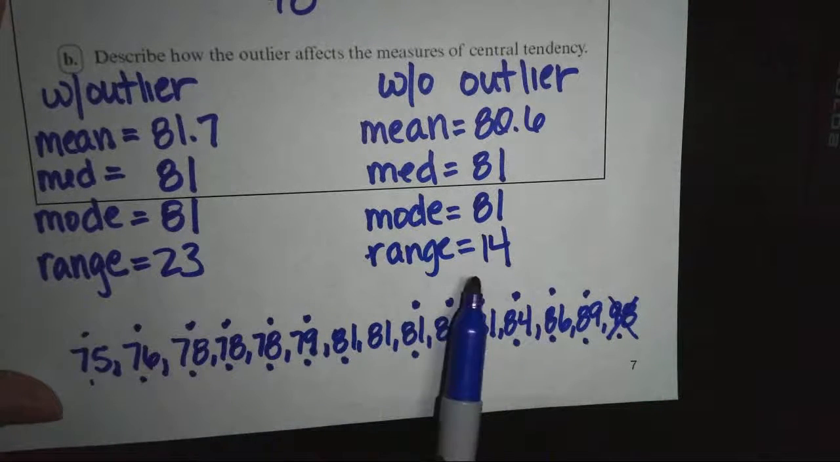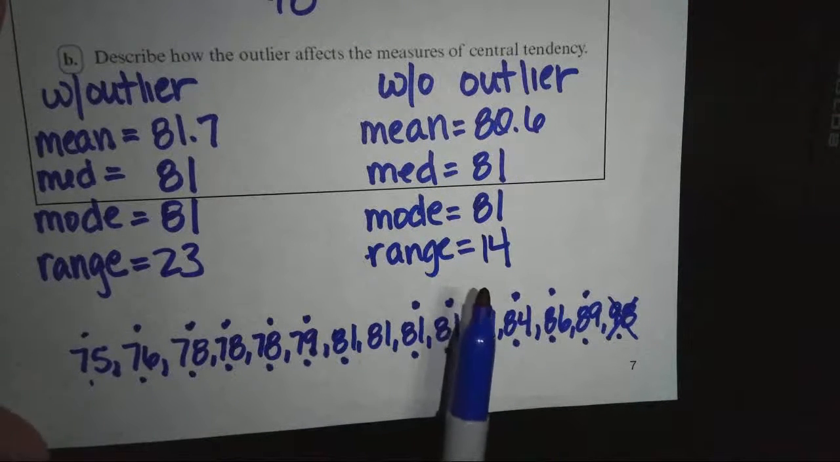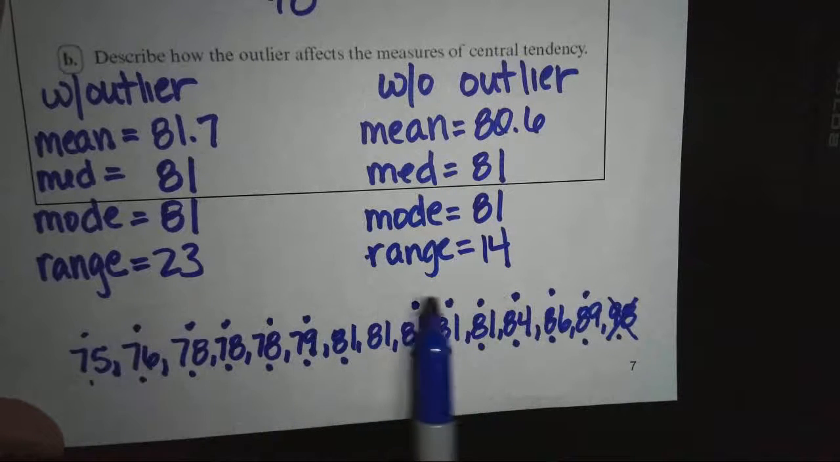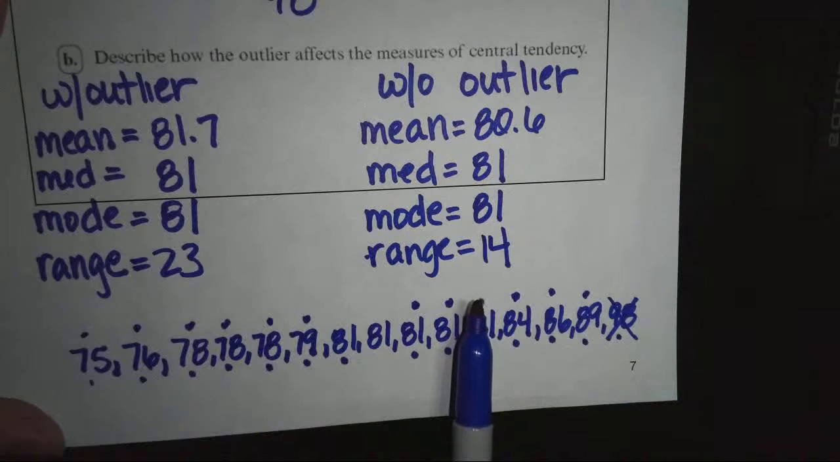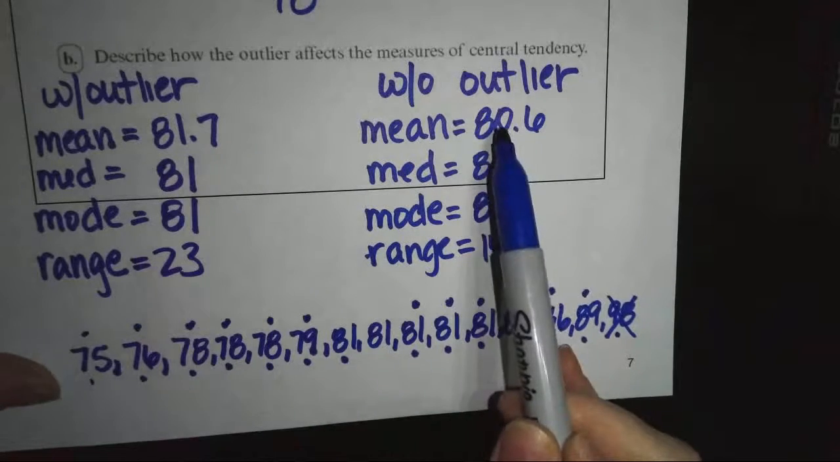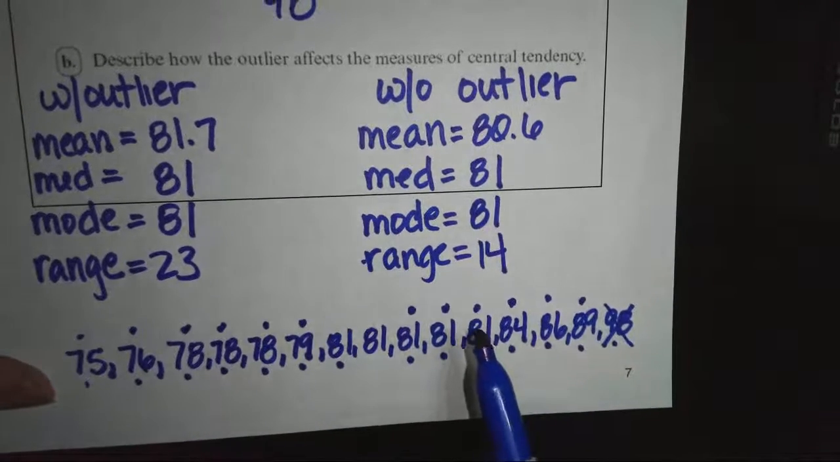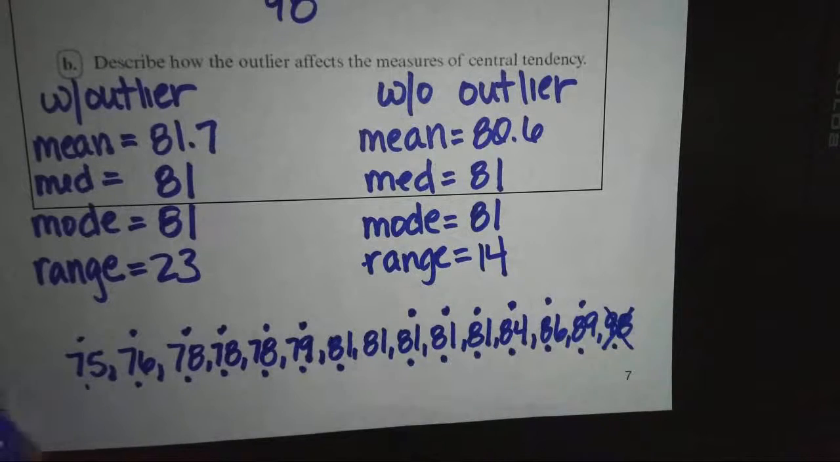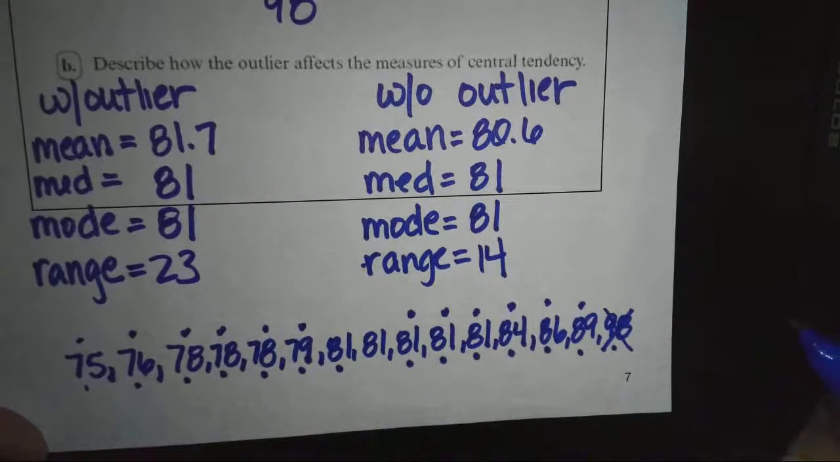And the range has changed a great deal. Leaving out the outliers will always change the range because the outliers are either much larger or much smaller. When we leave them out, our range gets smaller. Now, with our mean, it got smaller because we took out a big number. Now, if we were taking out a much smaller number, say we had a number down here in the 60s, our mean would actually get larger.